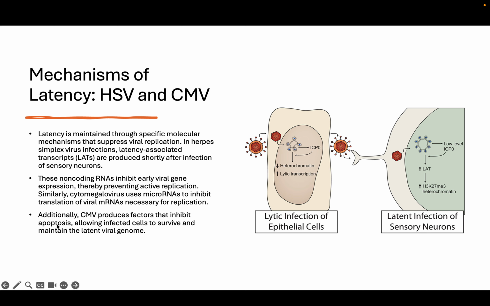CMV has extra stuff. It also stops the cell from going into apoptosis, because if the cell dies, the CMV genome goes with it. So it prevents the cell from dying, and it's able to survive and keep its genome staying there. That's why it can stay in its latency form for quite a long time.